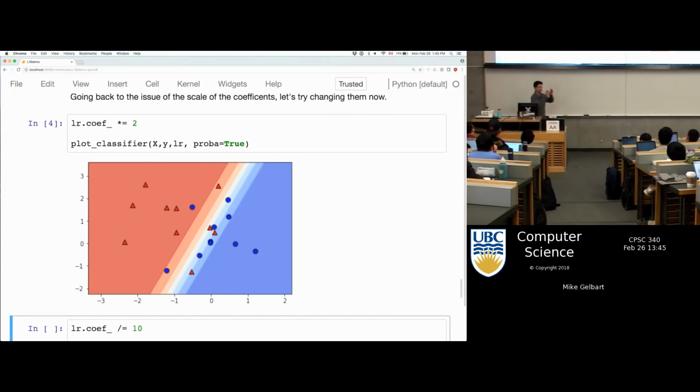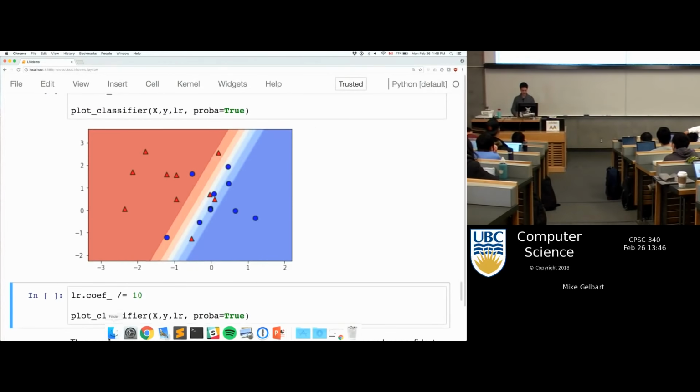And you'll see that in the new plot, the bands are a lot tighter, meaning I'm more confident, because there's a bigger part of the space where I'm very close to 100% probability. So bigger coefficients mean I'm more confident, because I'm actually looking at that number, W transpose X, to get the probability. And if I multiply W by 2, my W transpose X number is going to be bigger everywhere, and so my probability is going to be more extreme everywhere.